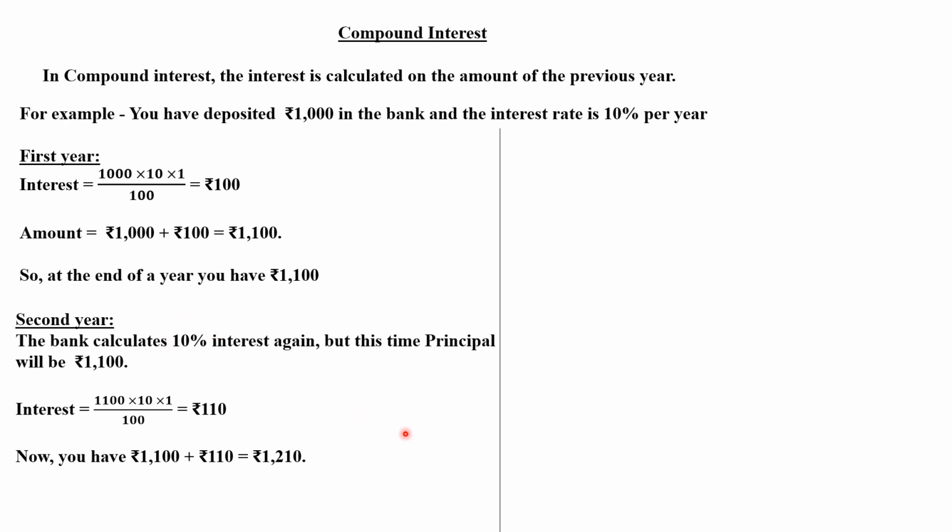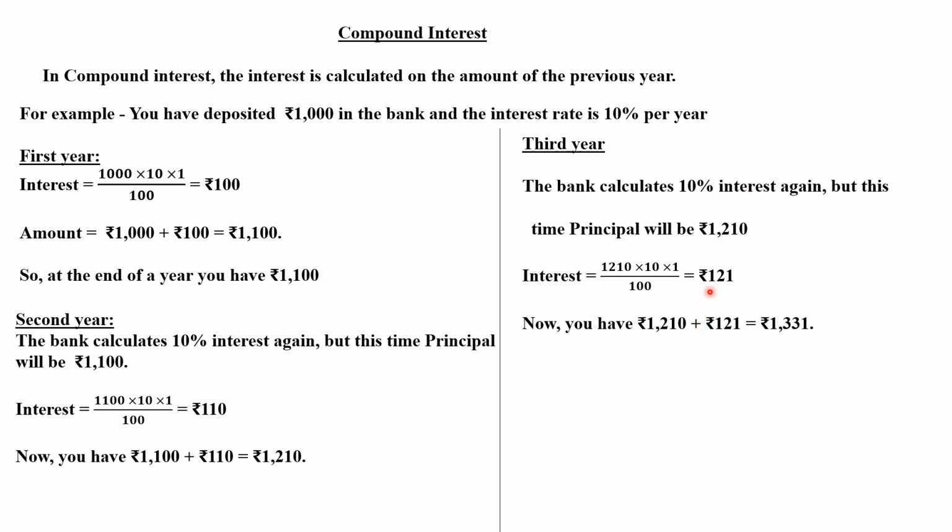So if I calculate for the third year, I will get my interest as 121 rupees and the amount will become 1331 rupees. So when I calculated with principal as 1000 and interest rate as 10%, at the end of 3 years my amount became 1331 when I used the compound interest method.